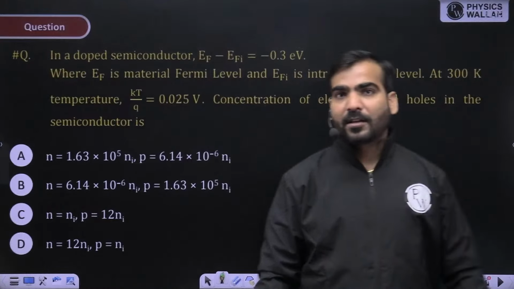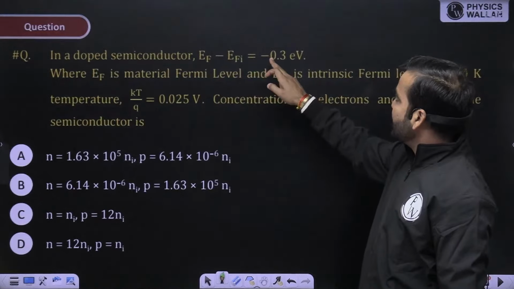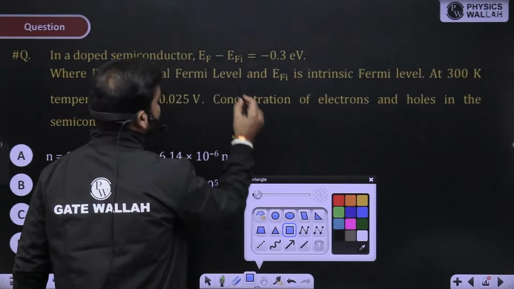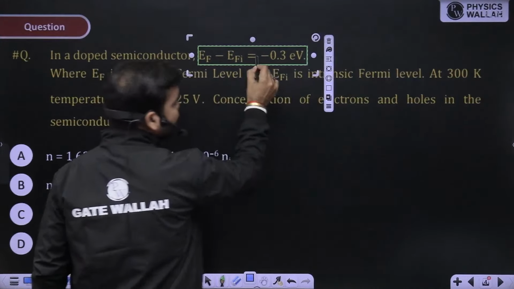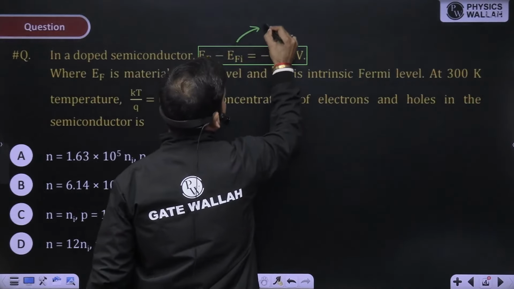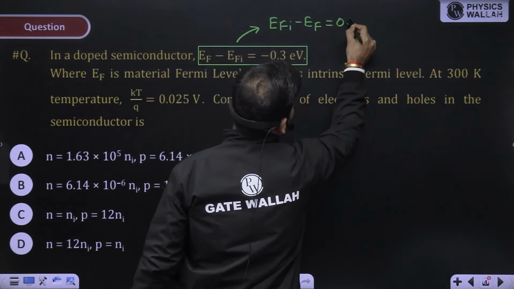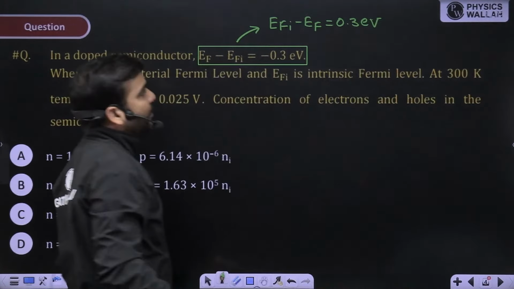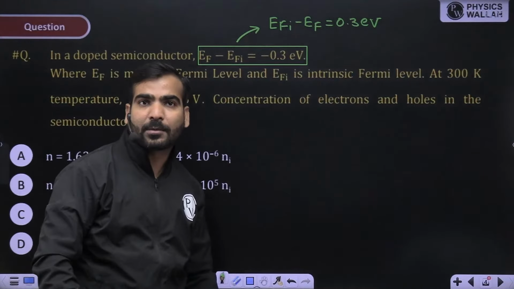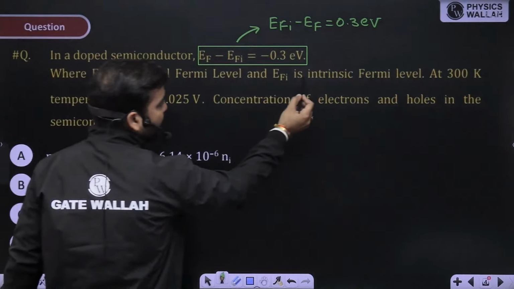The question is: in a doped semiconductor, EF minus EFi is minus 0.3 electron volt. What is the meaning of this? First, let's understand this statement. The Fermi level minus EFi is negative, so in the reverse way you can write EFi minus EF is plus 0.3 electron volt. It means the Fermi level is below the intrinsic Fermi level, so the semiconductor is a p-type semiconductor in thermal equilibrium, where EF is the material Fermi level and EFi is the intrinsic Fermi level.